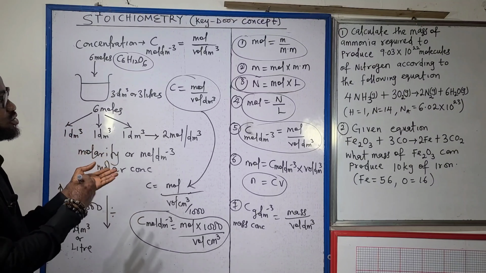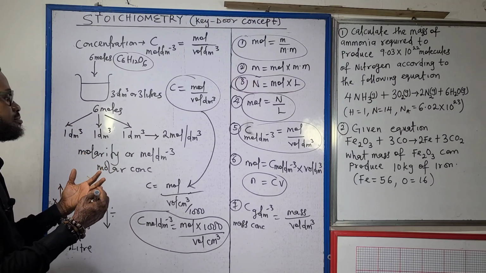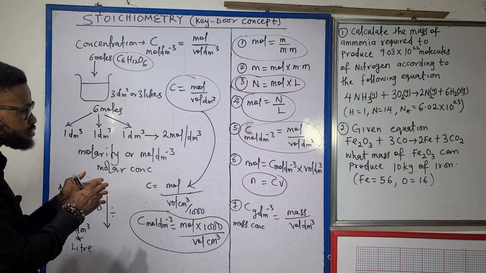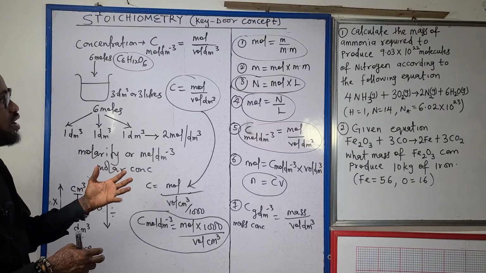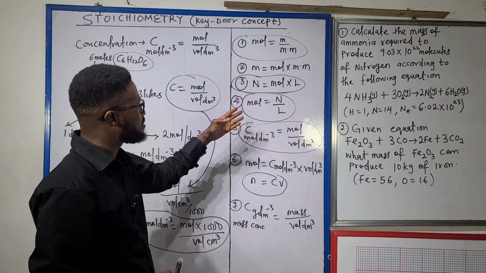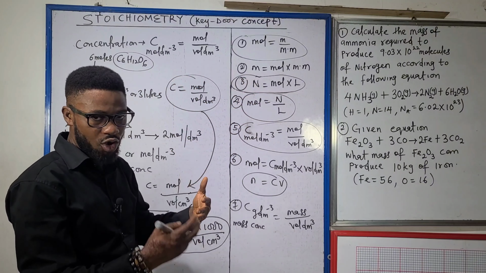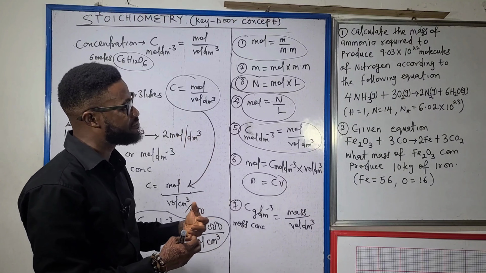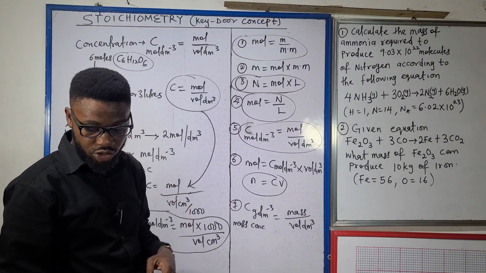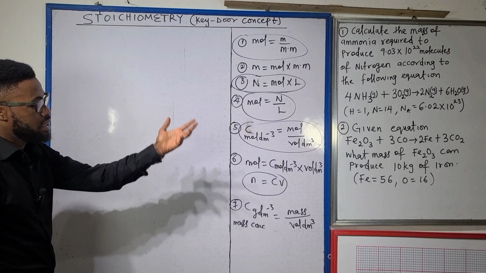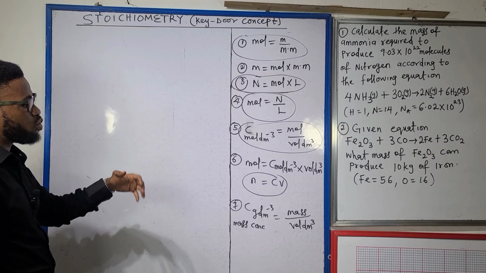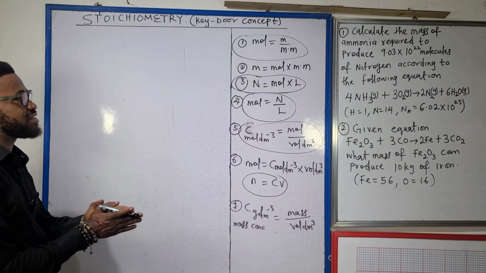So knowing how to navigate from concentration to mole is very central, and knowing how to navigate from number of particles to mole, and they are all central into dealing very well with stoichiometry. Also, let's quickly talk about what we call mass volume relationship as it relates to gas.